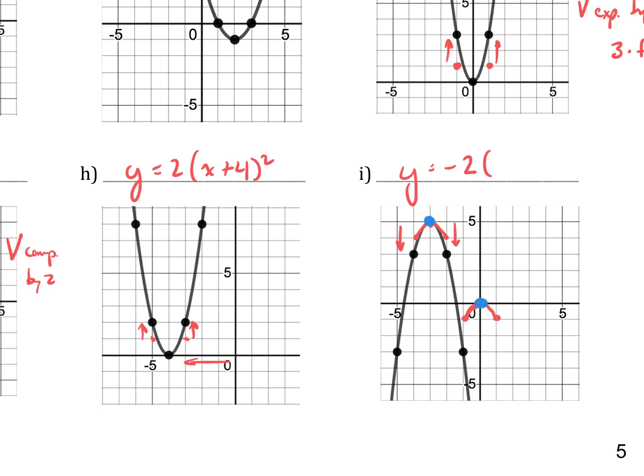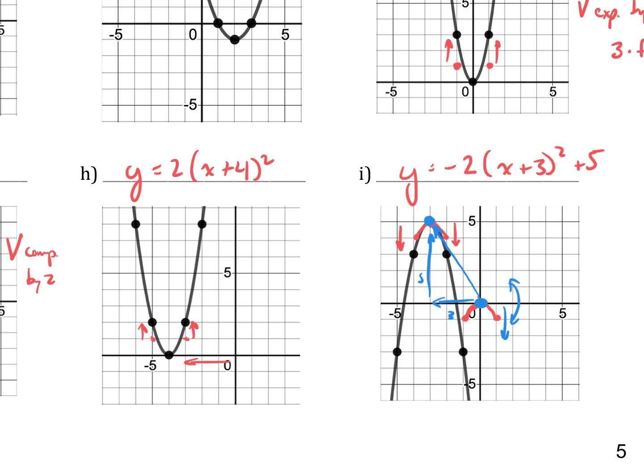The reflection does not affect the vertex. The expansion does not affect the vertex. So that's why it's really great. The only thing that's affecting this vertex is the translation. And that was 3 this way, and it was 5 this way. So that shows up like this: x plus 3 plus 5.